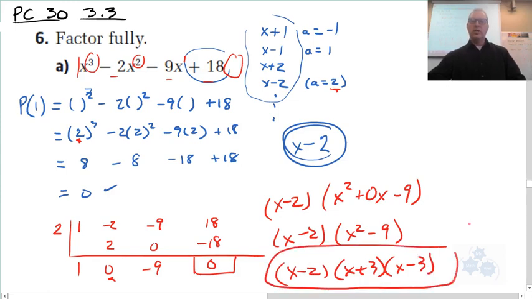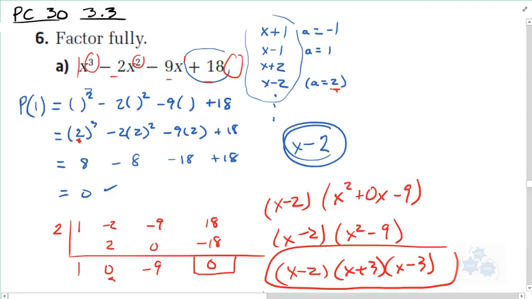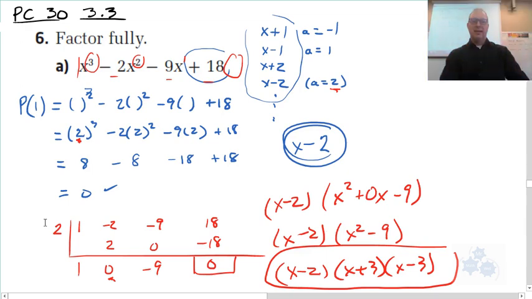Okay? So now to check that, you might want to multiply all those 3 together to see if you get your original polynomial. And we'll check that answer here. Does anyone know that this is the correct answer? Can anyone confirm that with your work that you've done? Does that match up with what you guys have there? Okay, so that's the answer for 6A.